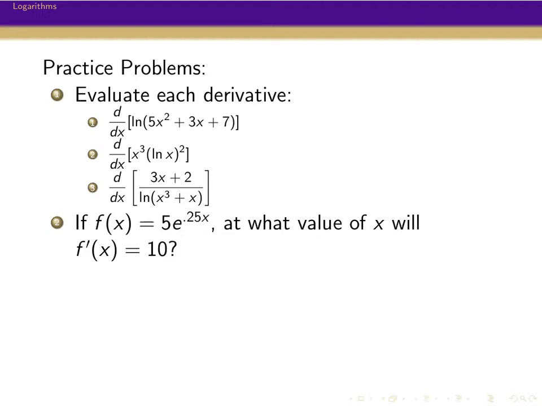Okay, and then secondly, sort of similar to the previous problem we did, here's an exponential function, 5 times e to the 0.25x. At what value of x will the derivative equal 10?